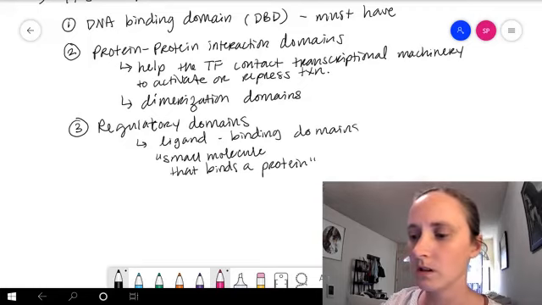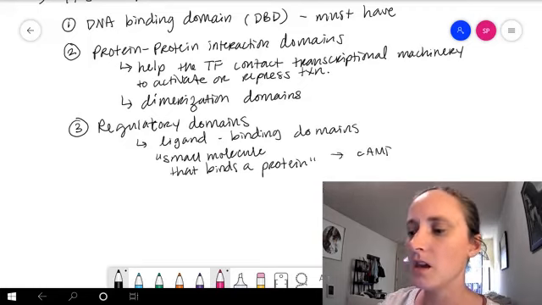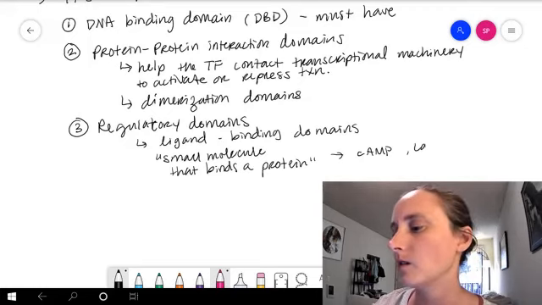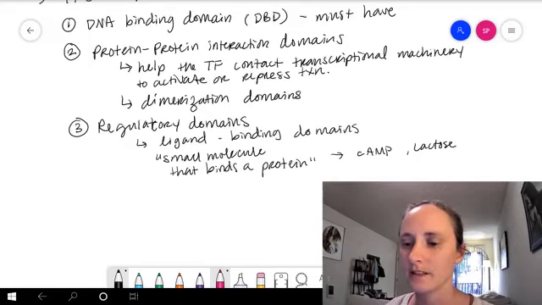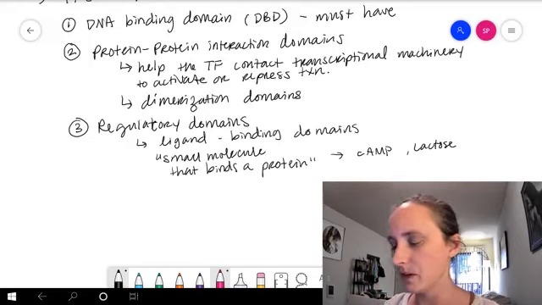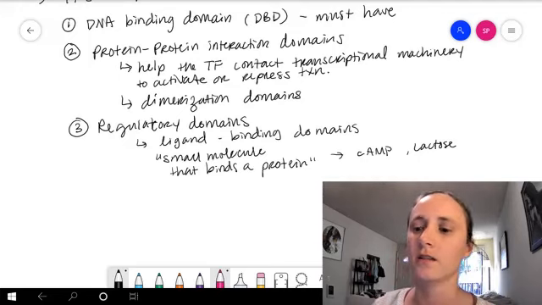The two ligands we're going to talk about today are cyclic AMP, a metabolite, and lactose, a sugar. Does it sound like the lac operon? It does. Get ready. It'll be a new twist on the lac operon. You won't have to relive your classical genetics class or anything.